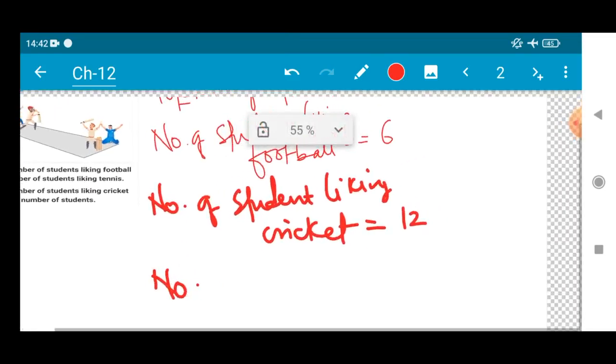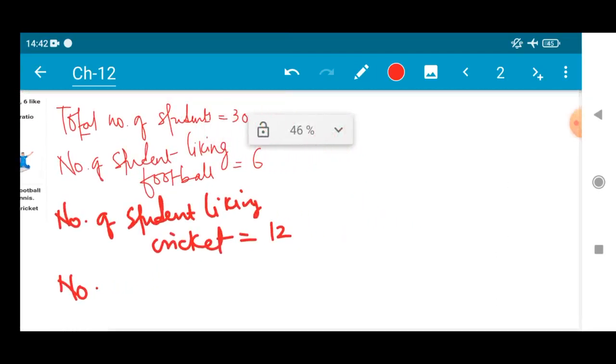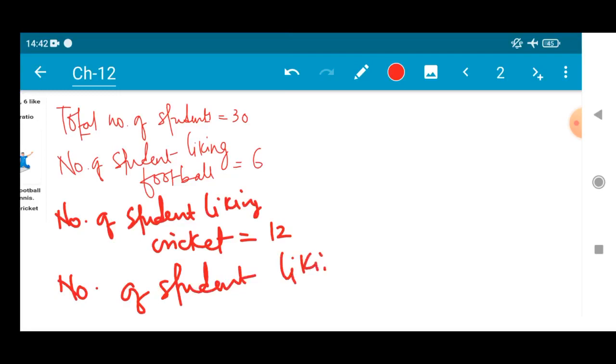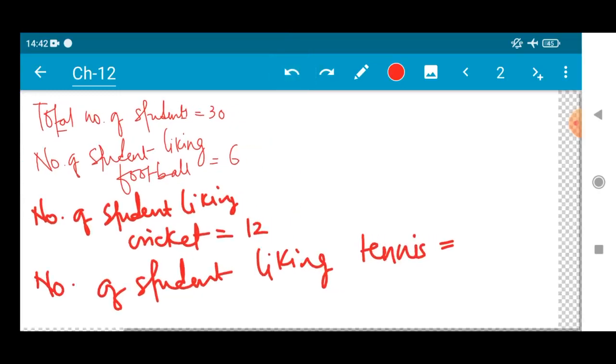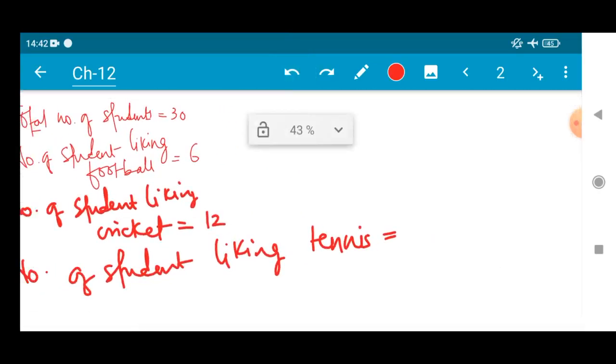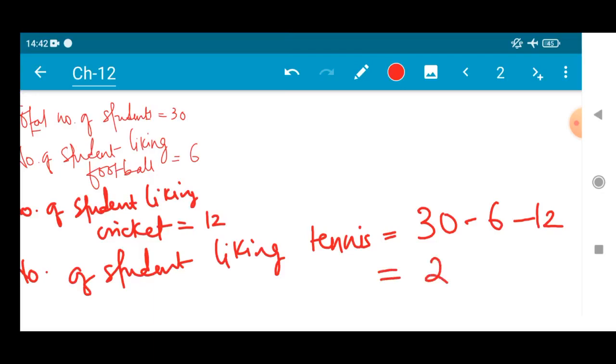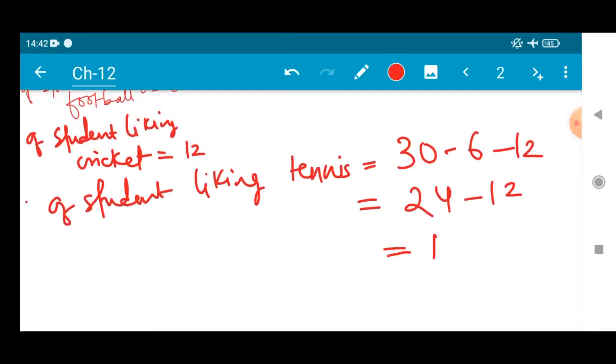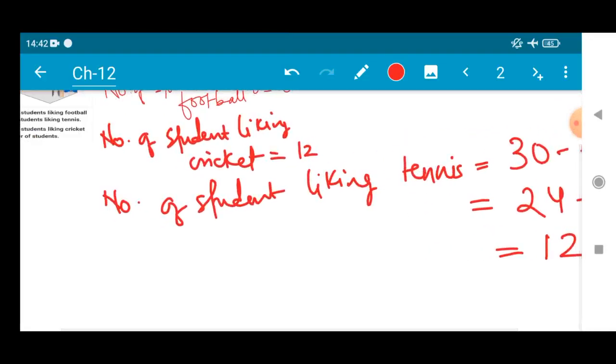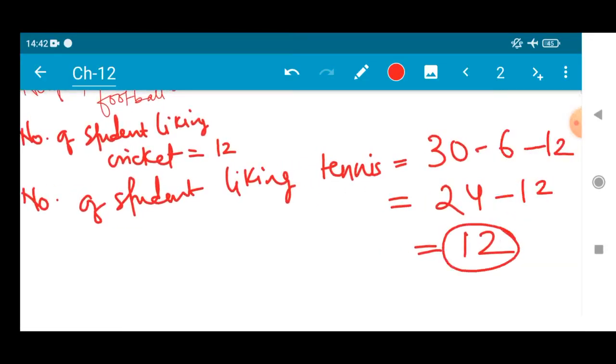So let us find how many students are liking tennis also. Number of students liking tennis is equal to, of course, 6 plus 12 for the football and cricket, so it will be 18. So 30 minus 6 minus 12 can be written. So it can be written as 24 minus 12, because 30 minus 6 is 24 and 24 minus 12 is 12. So how many students are liking tennis? Tennis is liked by 12 students.